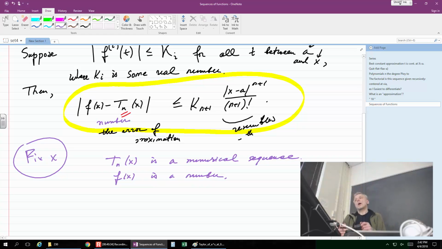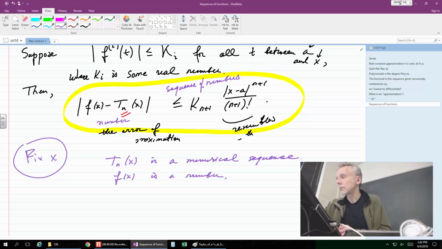And then what is on the right? Once again, we have a sequence of numbers. These are numbers, and it is a sequence of numbers. And now let's ask ourselves what kind of sequence that is, the one on the right. Well, let me make my life simpler here.